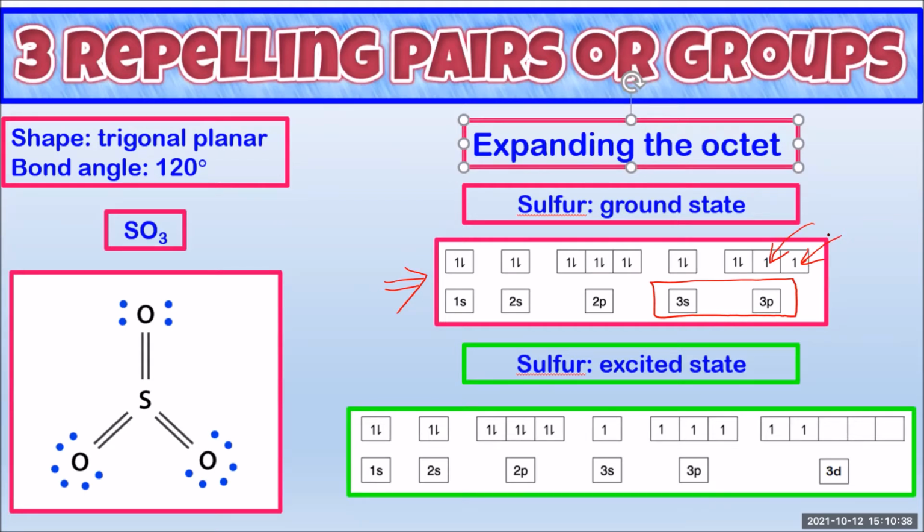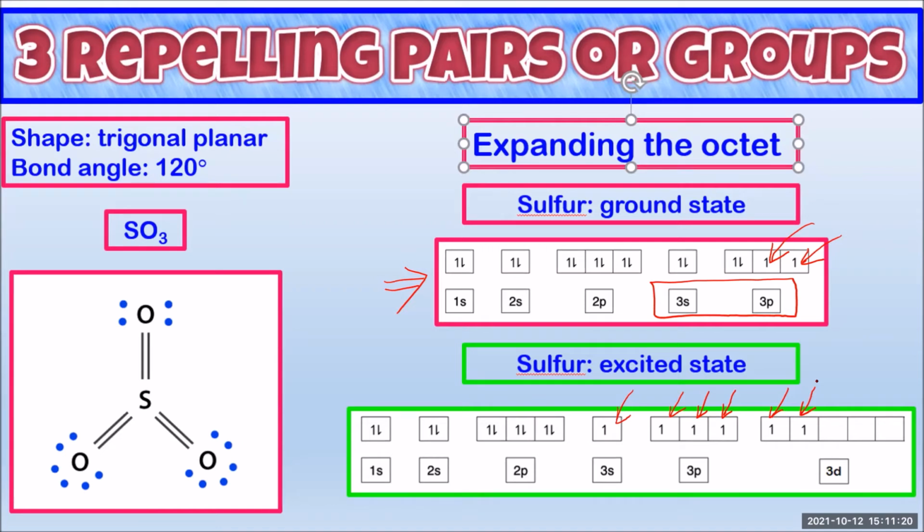Don't forget though that the 3rd shell also has d orbitals. Any element in period 3 onwards can make use of the lower energy d orbitals for bonding. Sulfur can spread its 6 valence electrons out to make 6 unpaired electrons. Now it can form 6 covalent bonds. This state is a high energy state, so it's known as an excited state. The electrons are in higher energy levels than in the ground state.